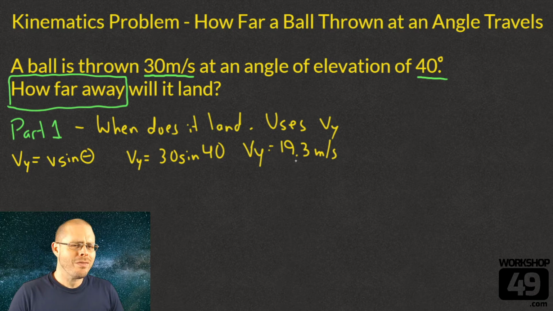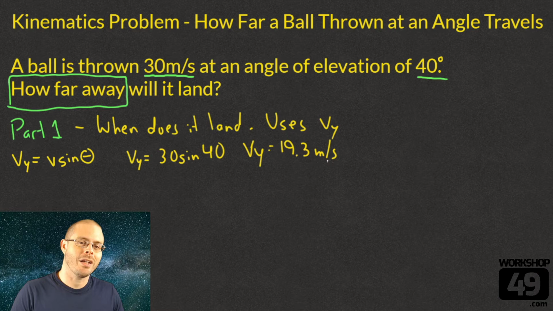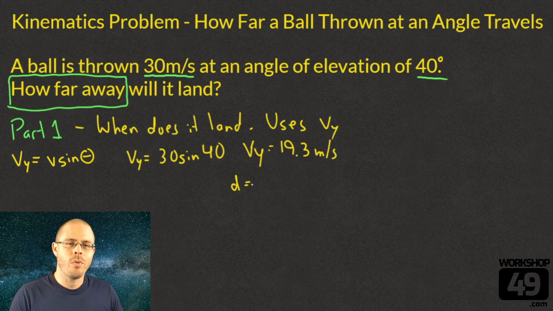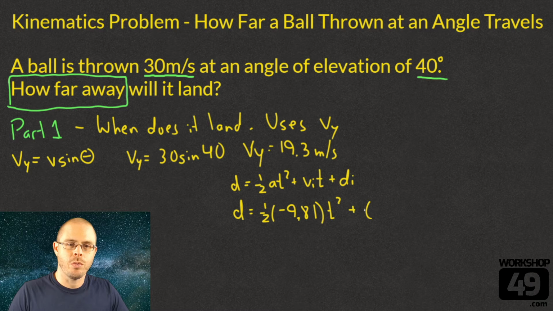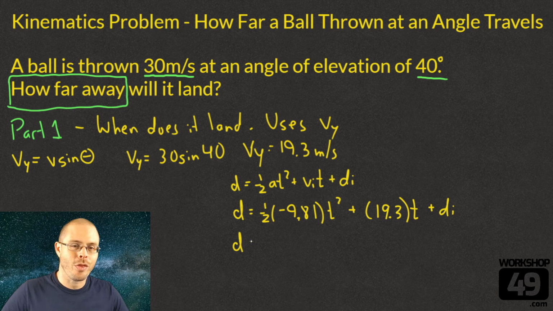That means even though our ball was thrown at 30 meters per second, it's actually being thrown 19.3 meters per second up. Now that we know that 19.3, we can actually solve this like an old physics 11 kinematics problem because we know its up velocity, we just want to know when it lands. So that's our d equals 1/2 at squared plus vit plus di. We know the acceleration due to gravity, that's negative 9.81. The vi, velocity initial, must be the vertical velocity. Do not accidentally go back up and fill in that 30. That 30 was at an angle, not vertical.